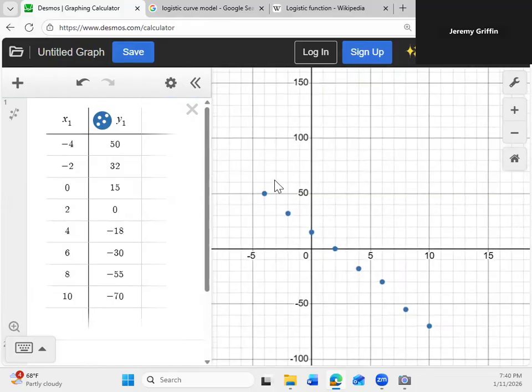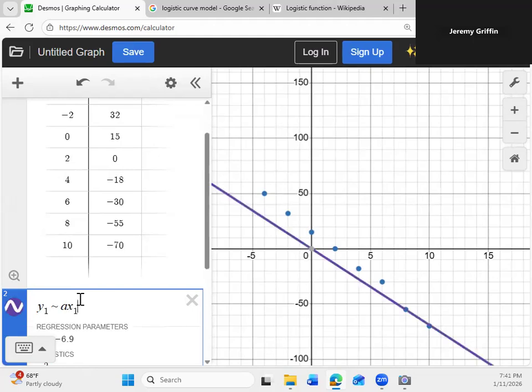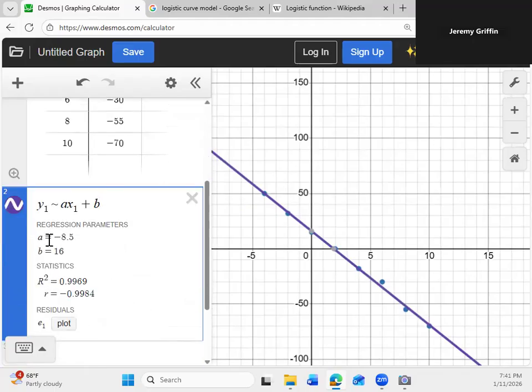Oh, that looks pretty linear, doesn't it? It looks like y equals mx plus b. I'm going to treat that as linear. So I'll say y_1 and then tilde, let's call it a x_1 plus b. Yep, it looks like a straight line. It tells me exactly what a and b are.